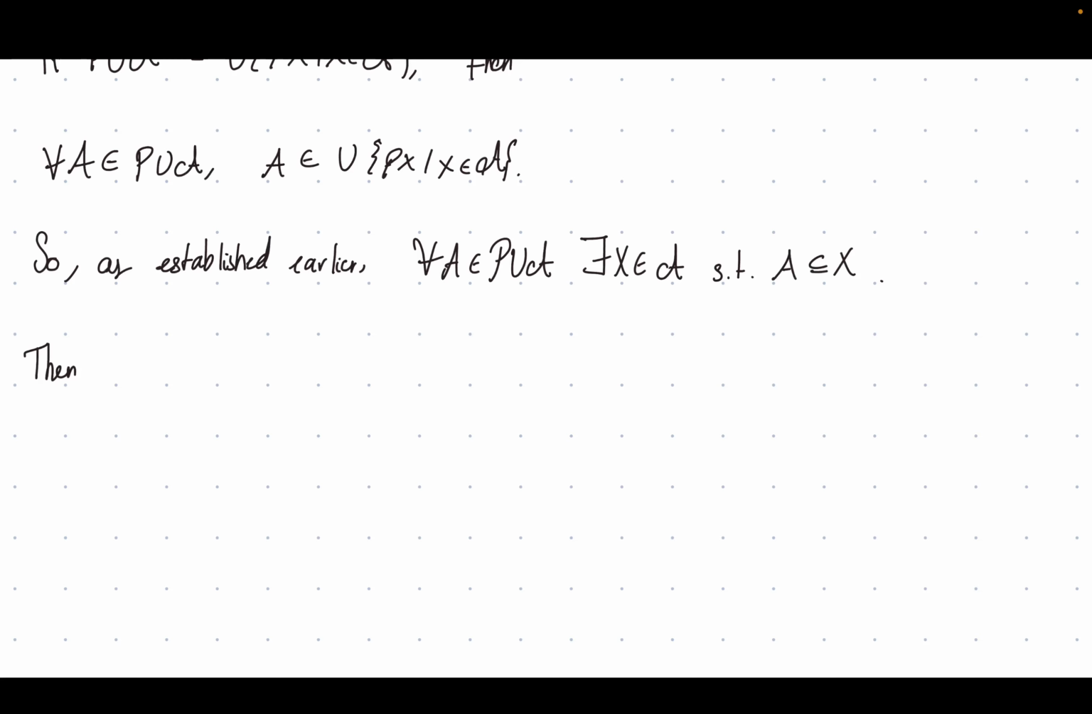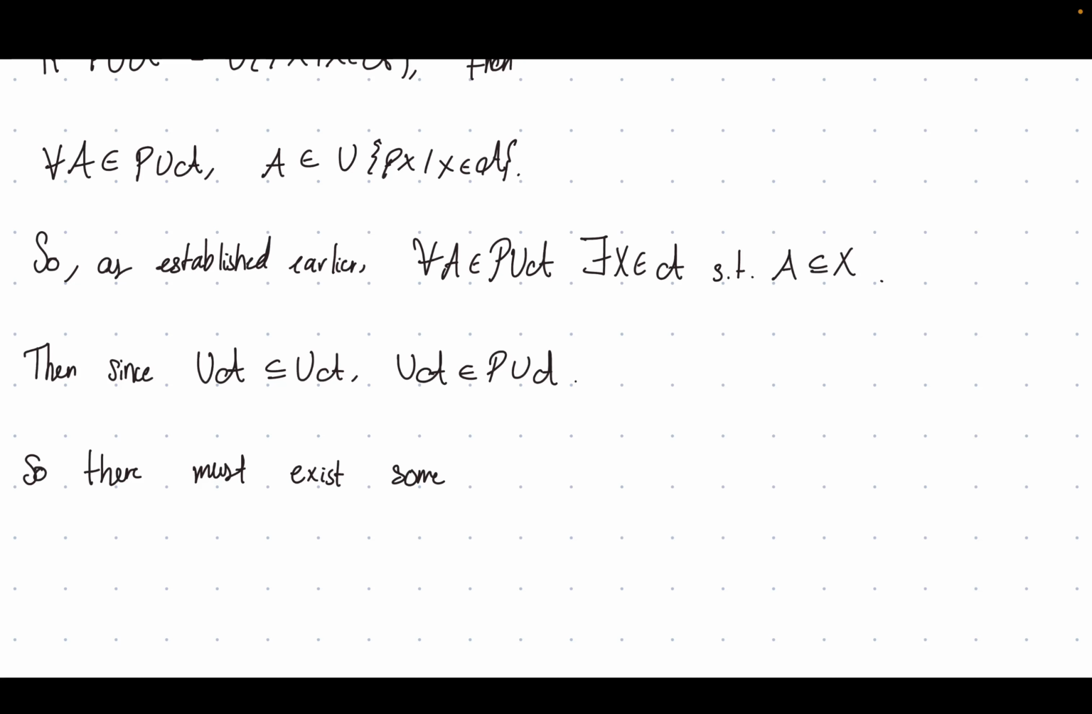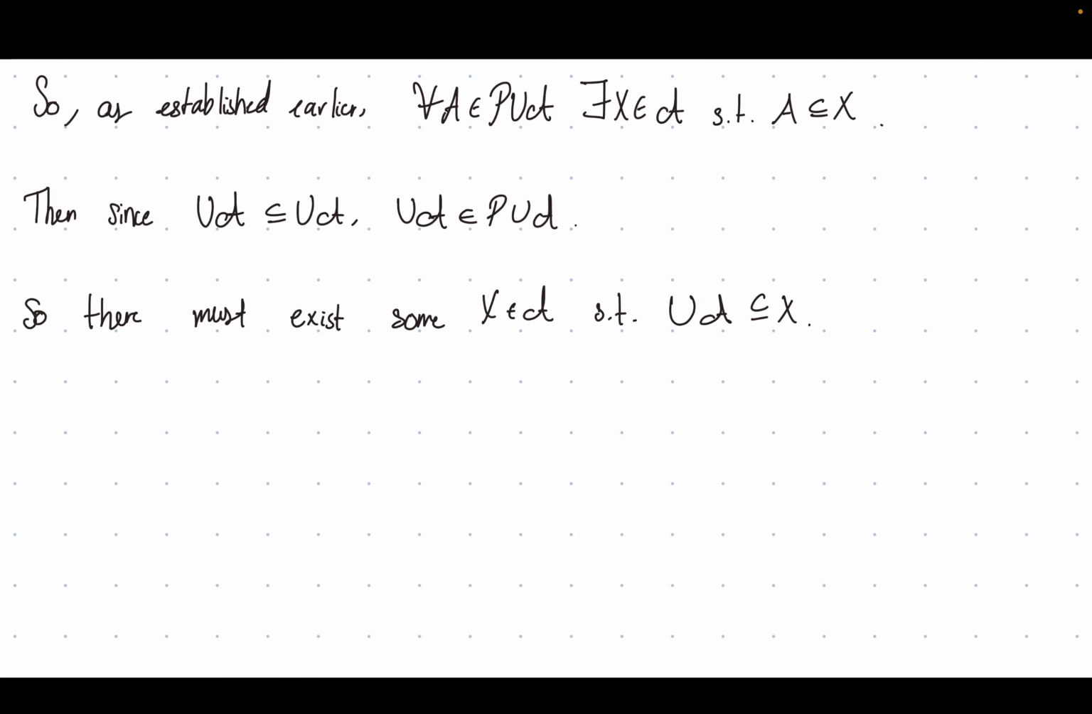All right. Okay. Then, since the union of A is a subset of the union of A, the union of A is in the power set of the union of A, so there must exist some x in script A such that the union of script A is a subset of x, right?